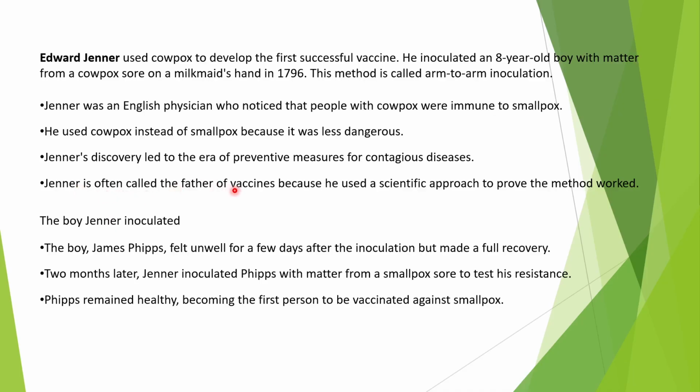So Jenner is often called the father of vaccines because he used a scientific approach to prove the method worked. And the boy Jenner inoculated was James Phipps. He felt unwell for a few days after inoculation but then made a complete recovery. So, 2 months later, Jenner inoculated Phipps with the matter from a smallpox sore to test his resistance. And Phipps remained healthy and became the first person to be vaccinated against the smallpox.